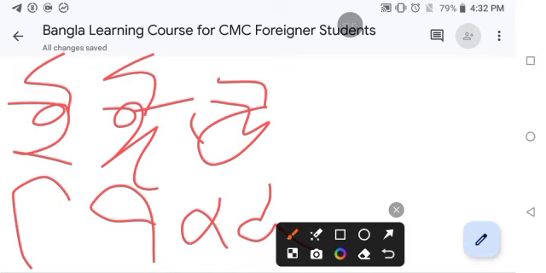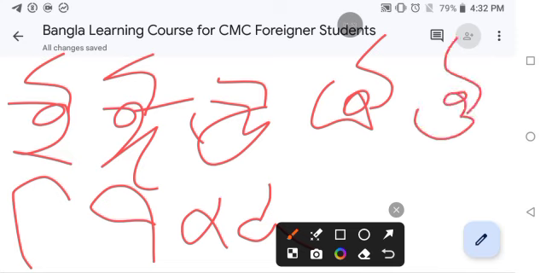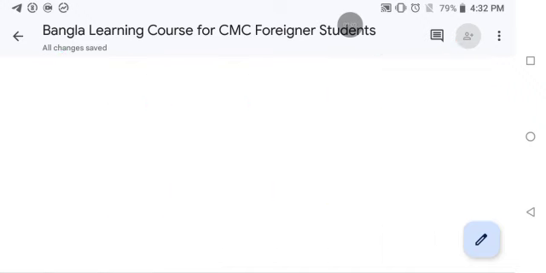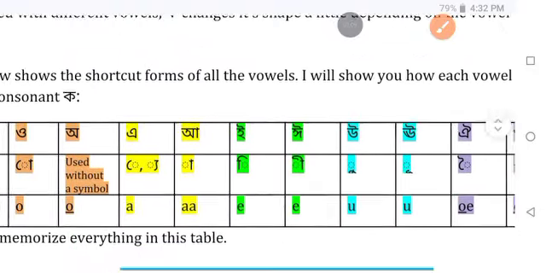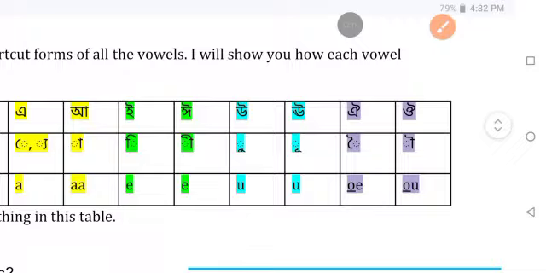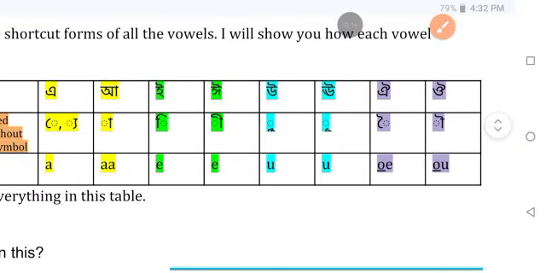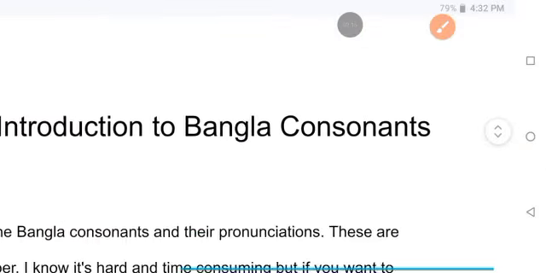The next one was E. Okay, so O, A, E, O, and then OE. This is OE, and this is O. The shortcut will be like this. This is the shortcut, and O was like this. This is the shortcut for O. Okay, so O, A, E, O, O, and the English word like this, and I will use them now. Now let's go to the consonants.